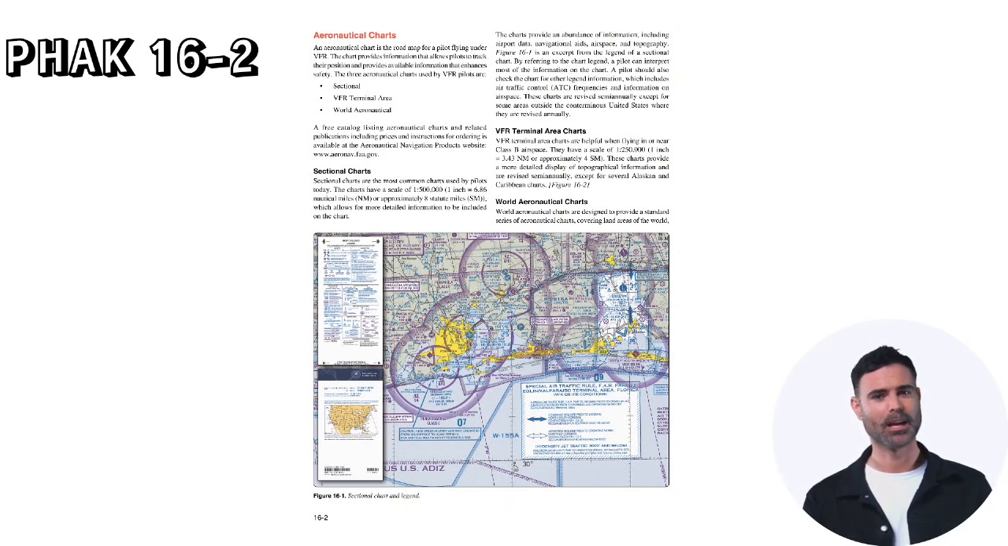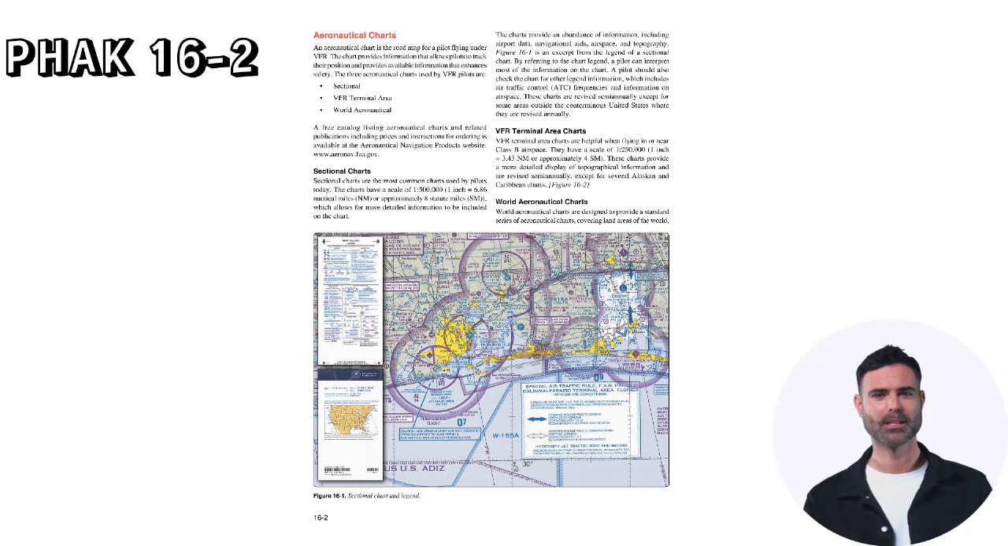Sectional charts. Sectional charts are the most common charts used by pilots today. The charts have a scale of 1 to 500,000. 1 inch equals 6.86 nautical miles (nm), or approximately 8 statute miles (sm), which allows for more detailed information to be included on the chart. The charts provide an abundance of information, including airport data, navigational aids, airspace, and topography.